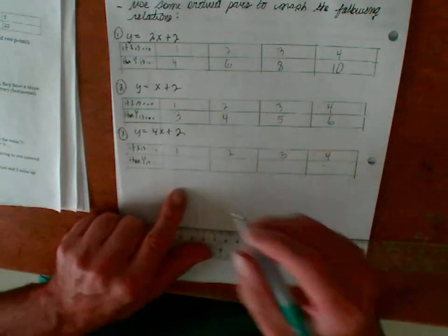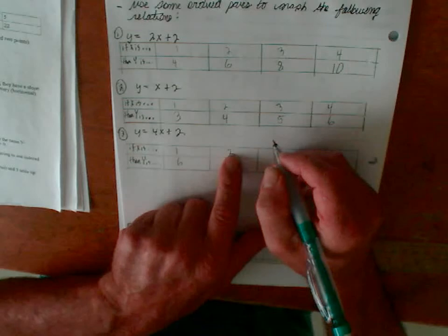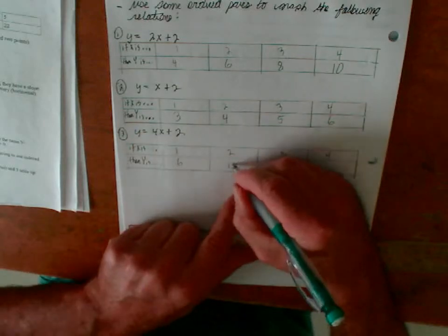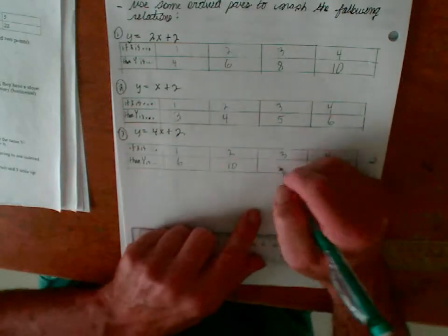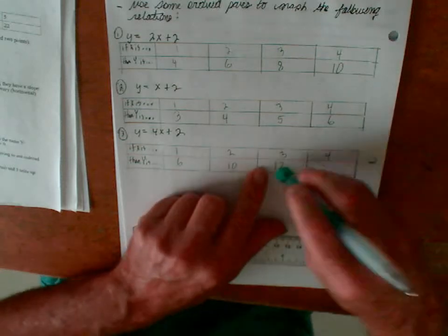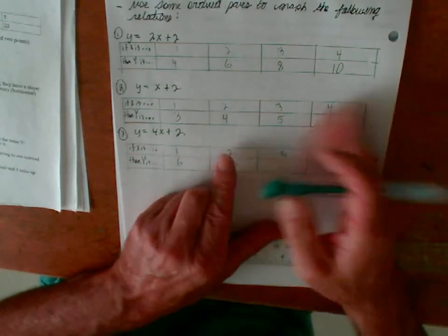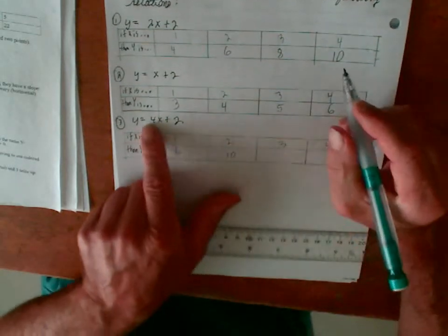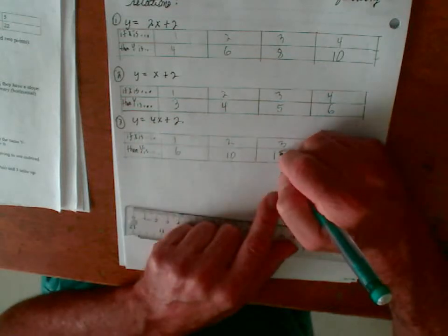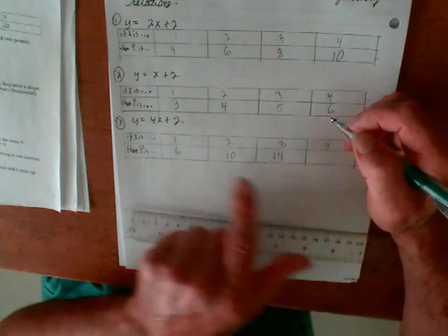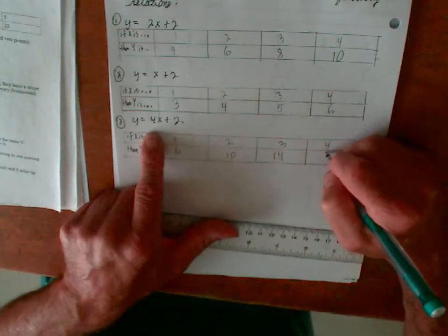Here, 4 times 1 is 4 plus 2 is 6. 4 times 2 is 8 plus 2 is 10. 4 times 3 is 12. Whoops, that's not right. I'm going too fast, sorry. Slow down. 4 times 3 is 12 plus 2 is 14. 4 times 4 is 16 plus 2 is 18.